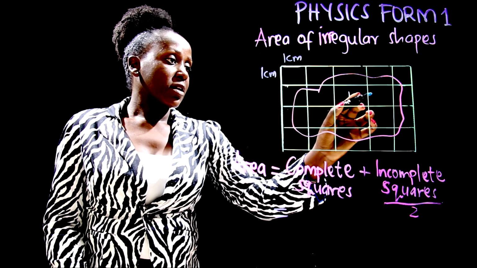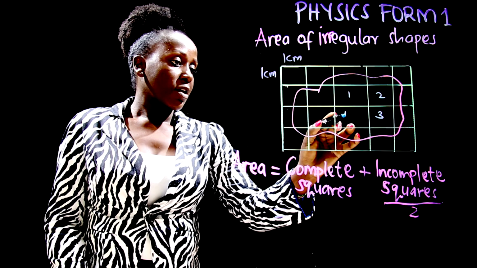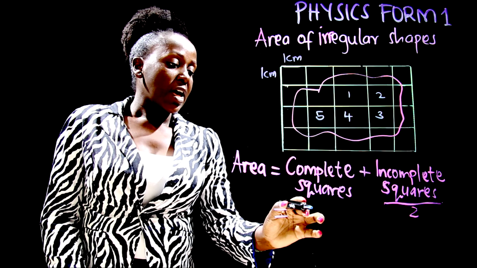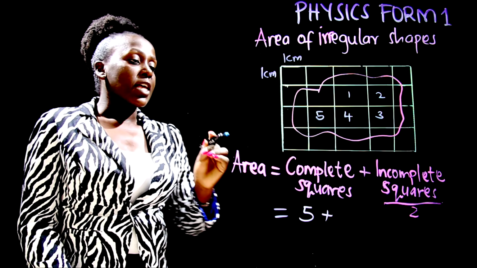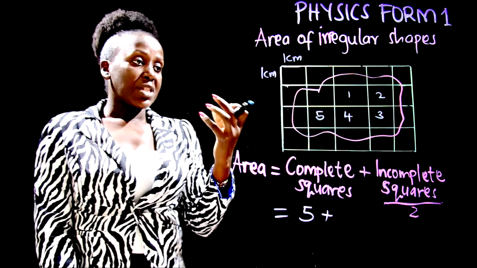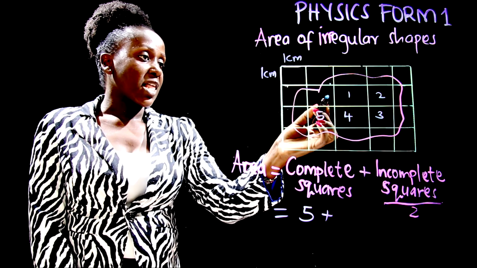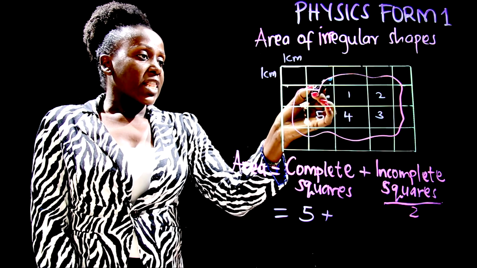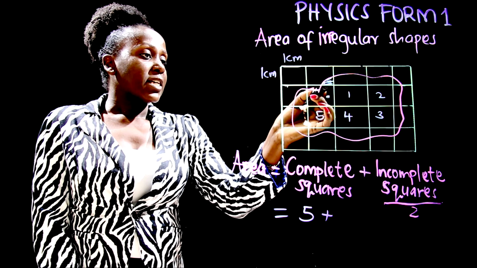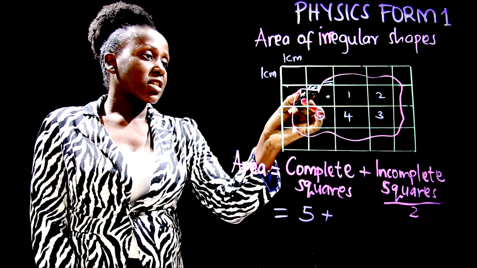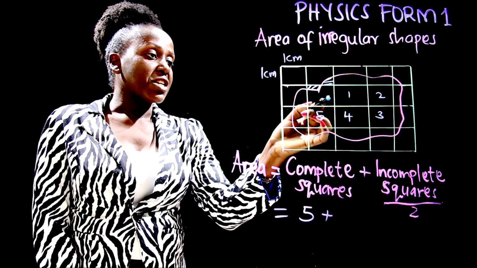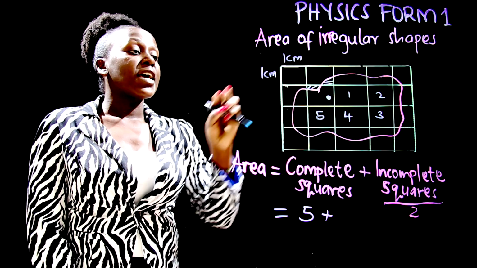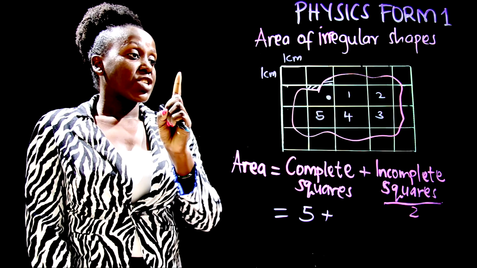So we have 1, 2, 3, 4, then 5. So note that down. Complete squares are 5. Then the incomplete squares. So it is assumed that if you look at these two squares, they are incomplete. But if you look at this square, and then this portion here, it can be used to fill this incomplete part of this square. Therefore, any two incomplete squares are treated as one.